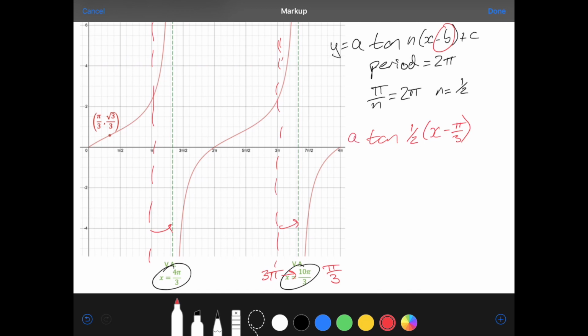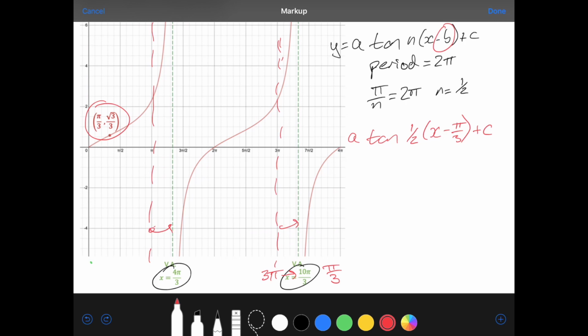We still have to work out what A and C are, and these two can be a little bit tricky. So how do we find A and C? Well, depending on what information you're given, you'll need to use a different method. In this case, we're given that information there, which should give us a hint that we've identified there's been a translation that is pi on 3 units to the right.